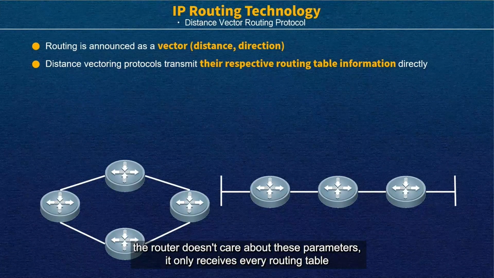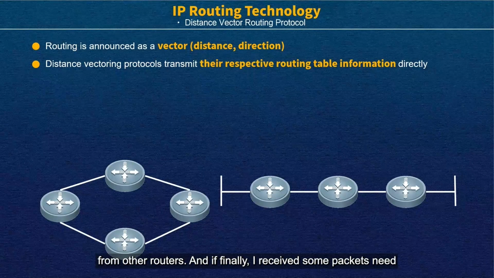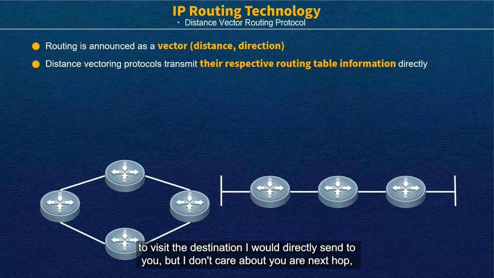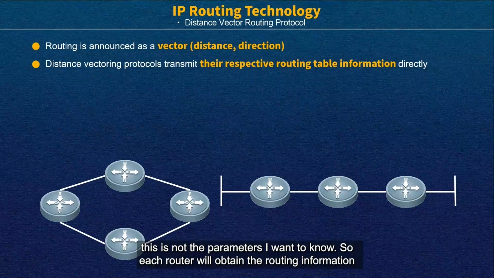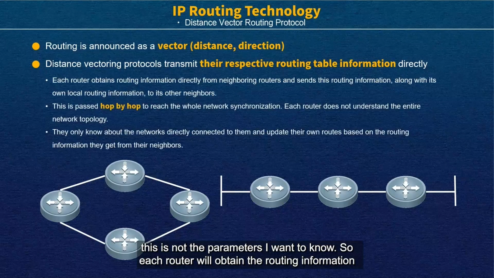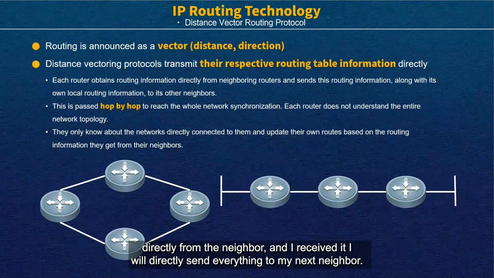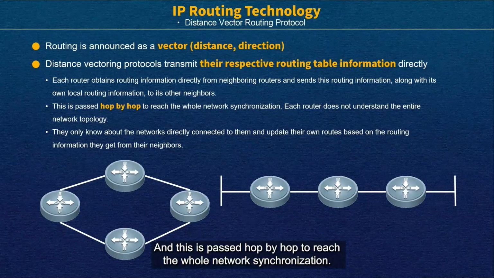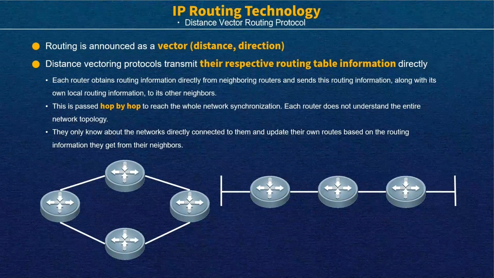I only receive the whole routing table from your side, and if I receive packets that need to visit this destination, I will directly send them to you. But I don't care about your next hop. This is not a parameter I want to know. So each router obtains the routing information directly from its neighbor. And when I receive it, I will directly send everything to my next neighbor. This is passed hop by hop until the whole network is synchronized, right?